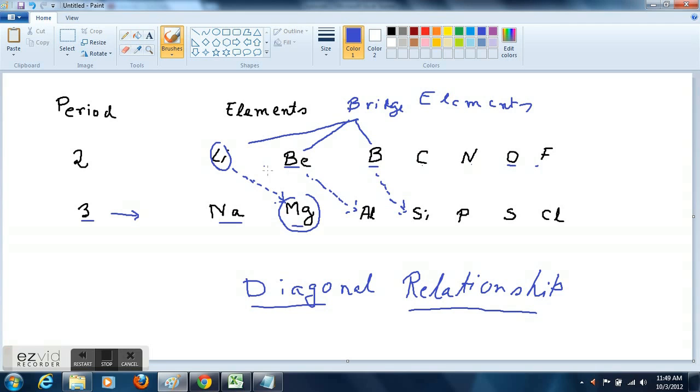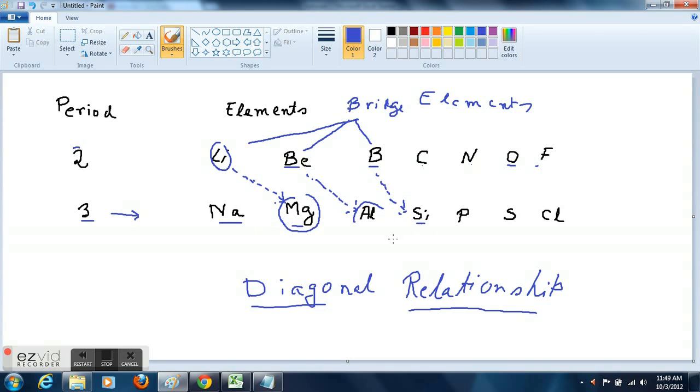Take the example of beryllium, which is in period 2 group 2, which shows similarity with aluminium, which is in period 3 in group 3. Similarly boron with silicon. So these elements are called bridge elements: lithium, beryllium, boron. And this relationship is called diagonal relationship. Like beryllium with aluminium, beryllium forms beryllium chloride, aluminium forms aluminium chloride. Similarly boron and silicon have a lot of similarity in their chemical properties.